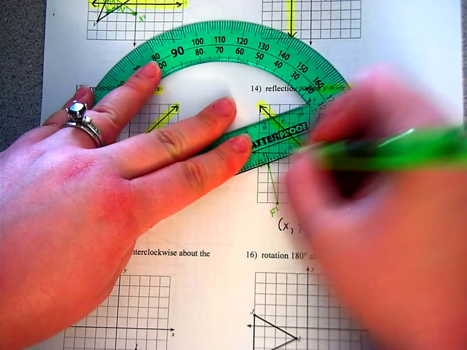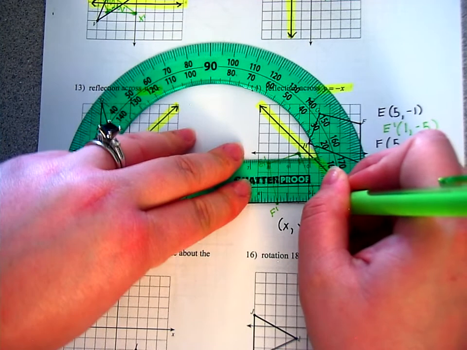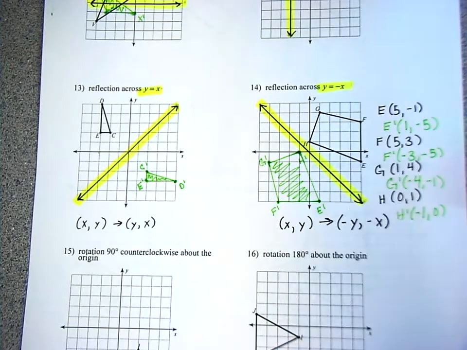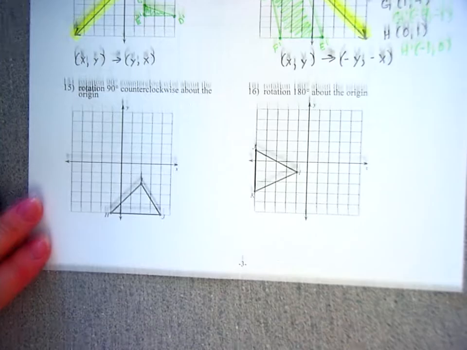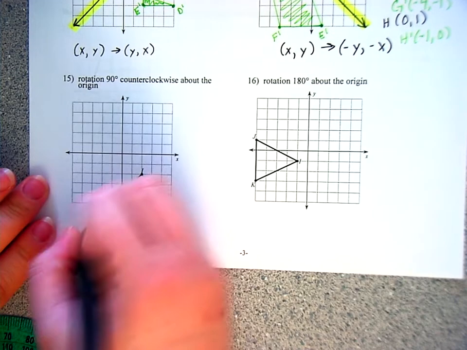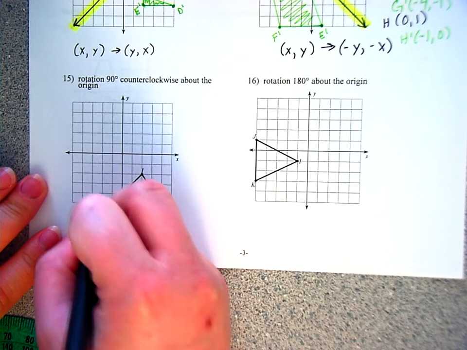And we're shading in our image. Moving on to rotations. We have a 90-degree counterclockwise rotation about the origin. So our rule for 90-degree rotation is (x, y) becomes (-y, x).